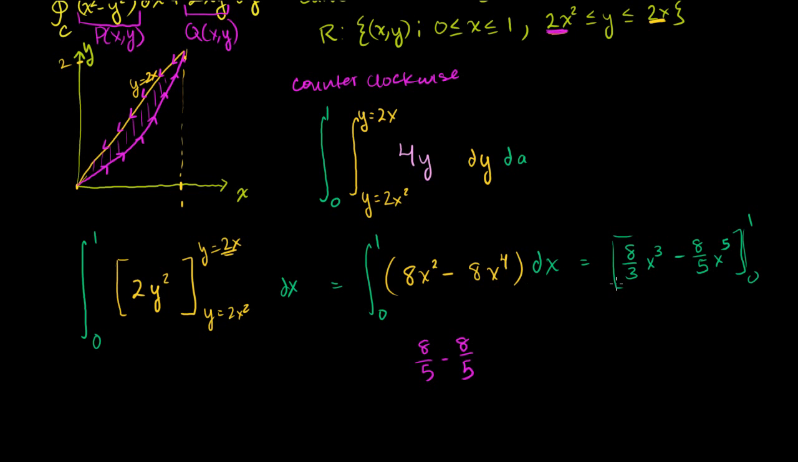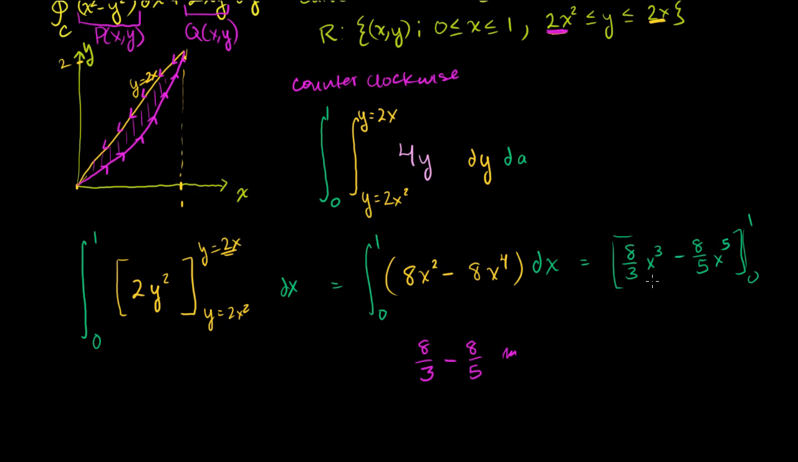And then we're going to have minus, when you put 0 in here, you're just going to get a bunch of zeros. Oh, sorry, I made a mistake. It would have been a blunder. It's 8 thirds. 8 thirds times 1 to the third minus 8 fifths times 1 to the fifth. So that's minus 8 fifths. And then when you subtract the 0, you evaluate 0 here, you're just going to get a bunch of zeros. So you don't have to do anything else.